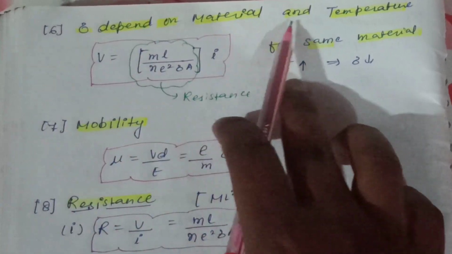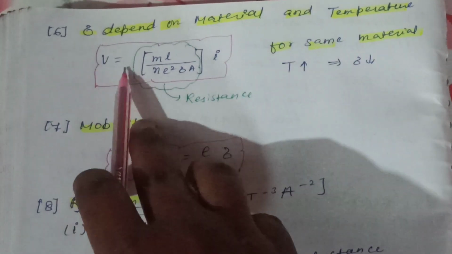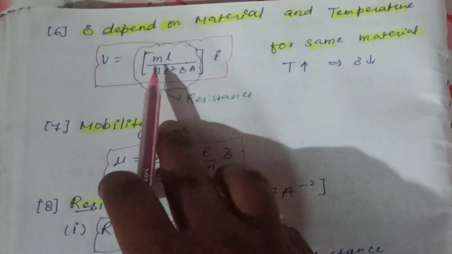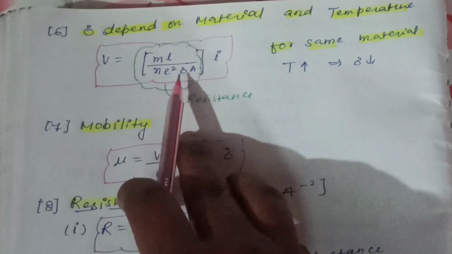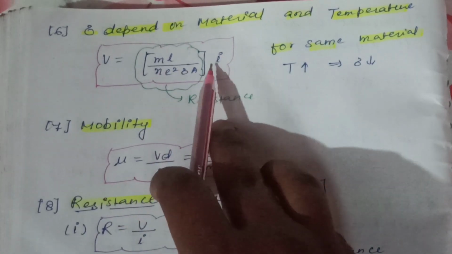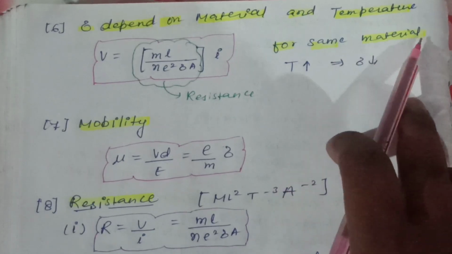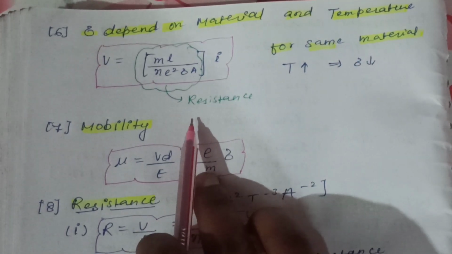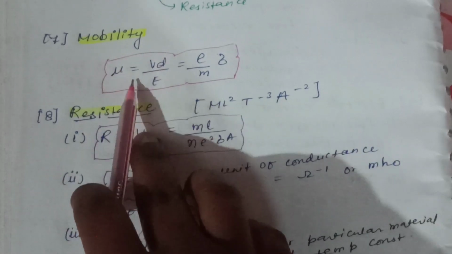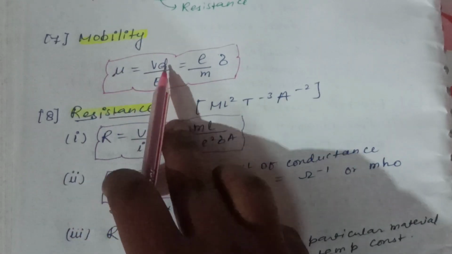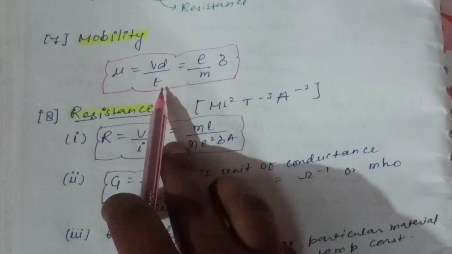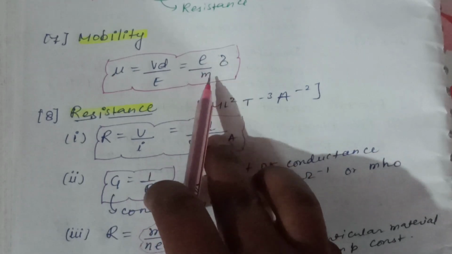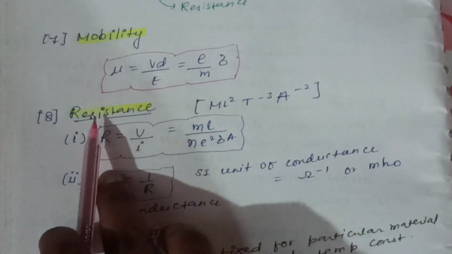Tau depends on material and temperature. Drift velocity V_d is equal to (ml upon ne square tau A) into I. For the same material, if T increases, tau decreases. Mobility mu is equal to V_d upon E, which is equal to E upon m into tau.